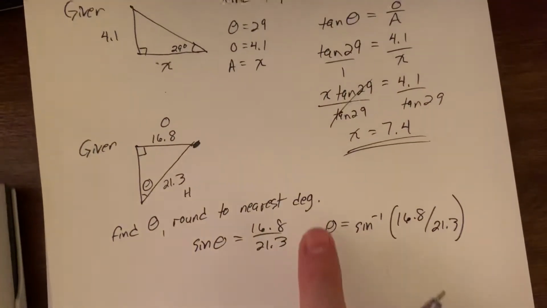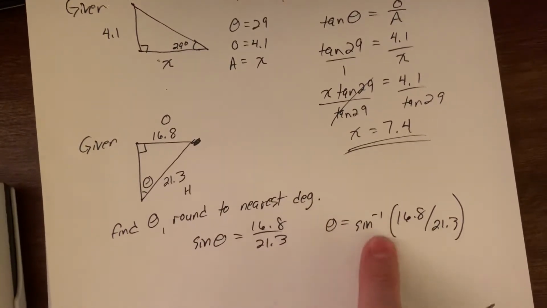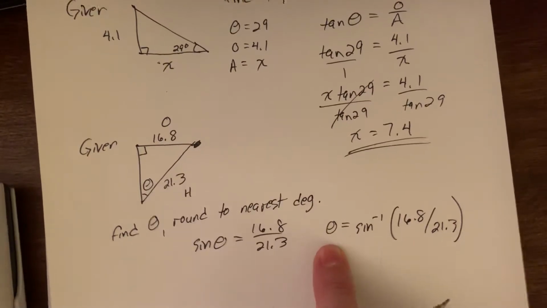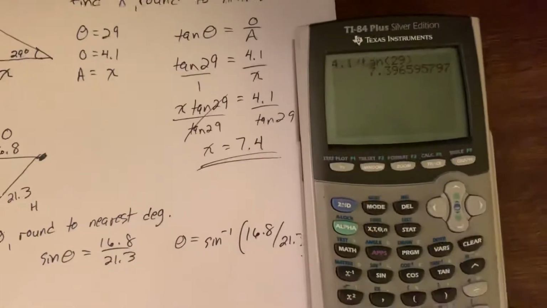And again, I want this in degrees. If you were in radian mode, for instance, and use this button, your answer would be a measure in radians. But we want degrees, so make sure you're in degree mode. And that's it. Doesn't matter which calculator I use. I've got it set up.